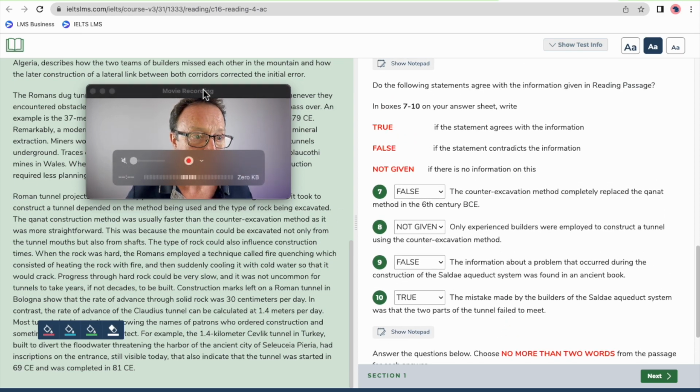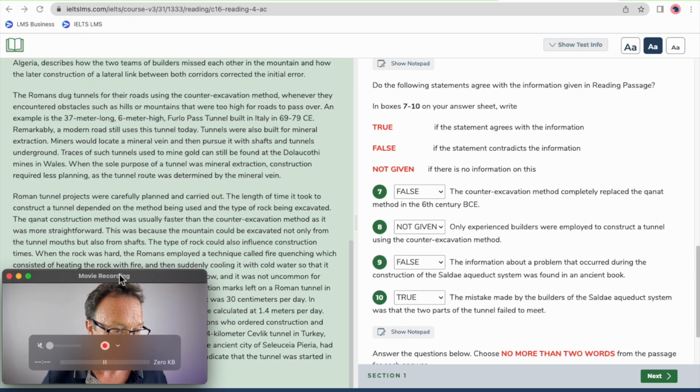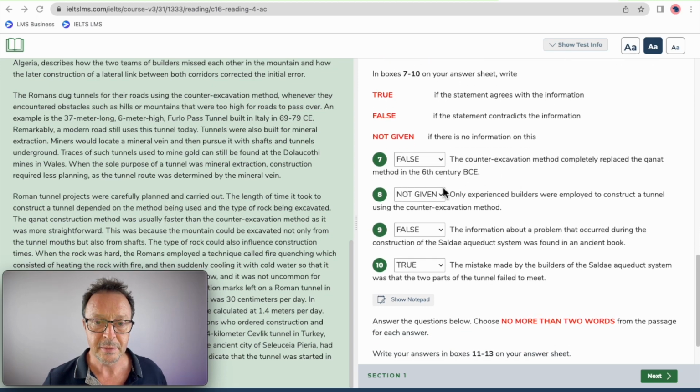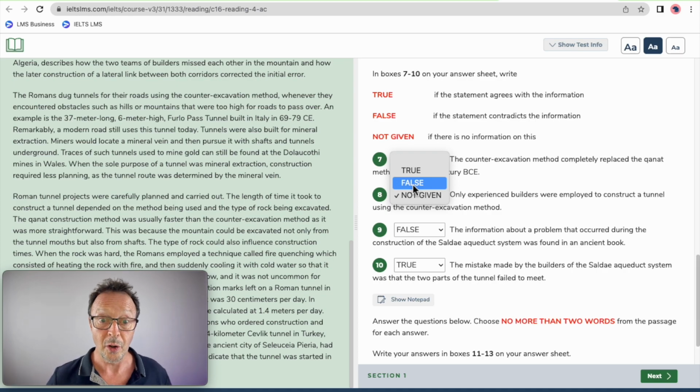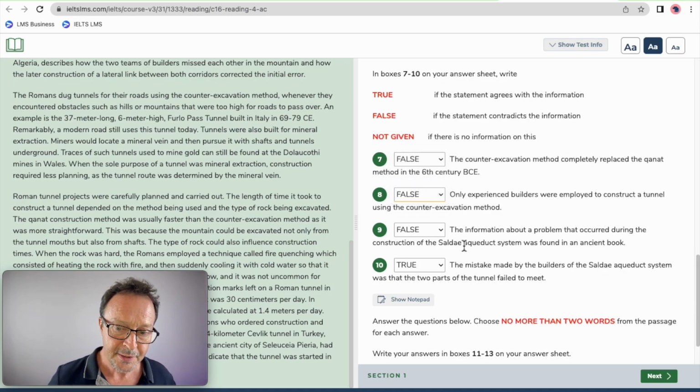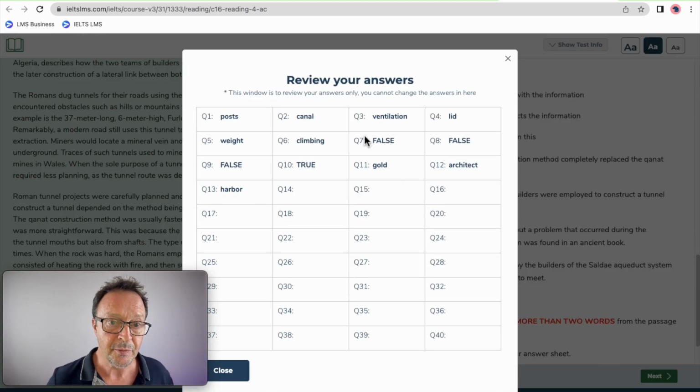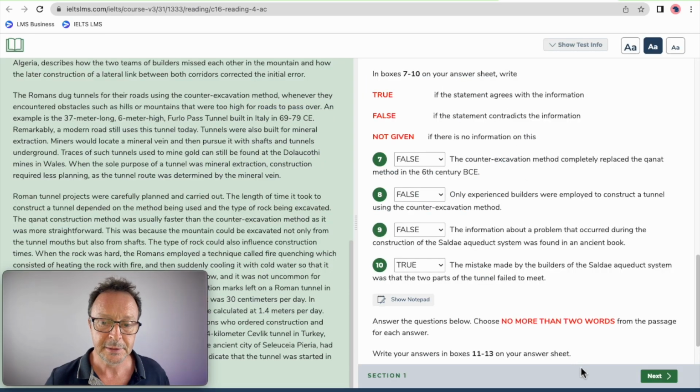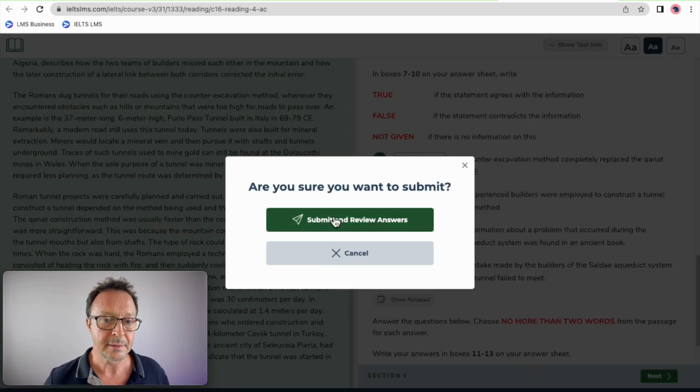Let me move this back down here. The one I wasn't so sure about was this one. I never liked the not given question, so I'm just going to change this. I think that's right, but I want to change it just to see if I can get one answer wrong. So let's change that to false. I can review the questions that I've got here and submit.